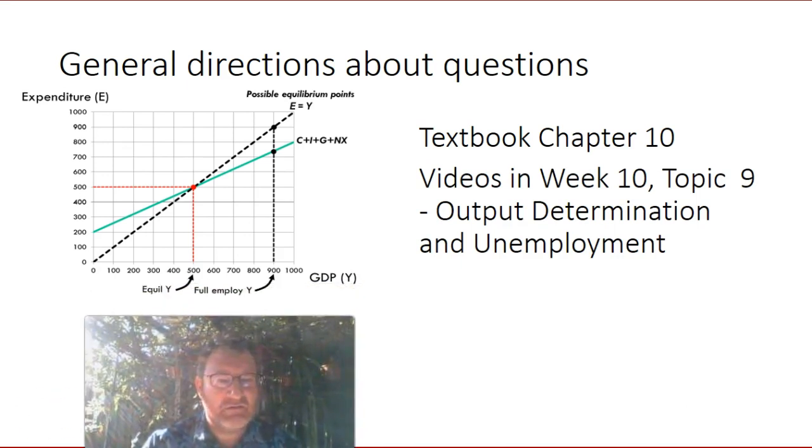If you get a question that has this Keynesian cross diagram in it of the economy, then you need to look in chapter 10 of your textbook, look at the videos from week 10, topic 9, output determination and unemployment.